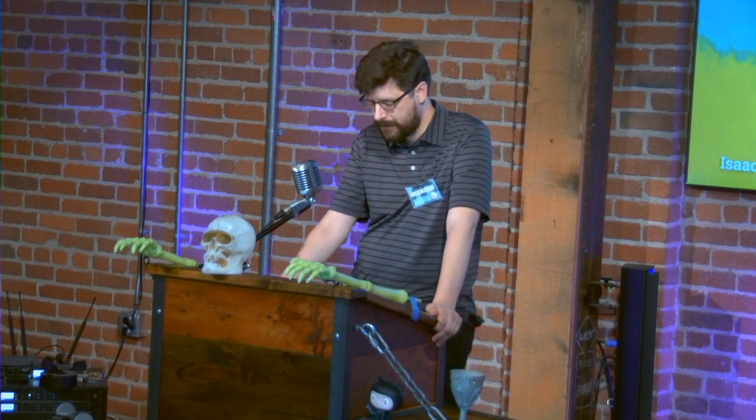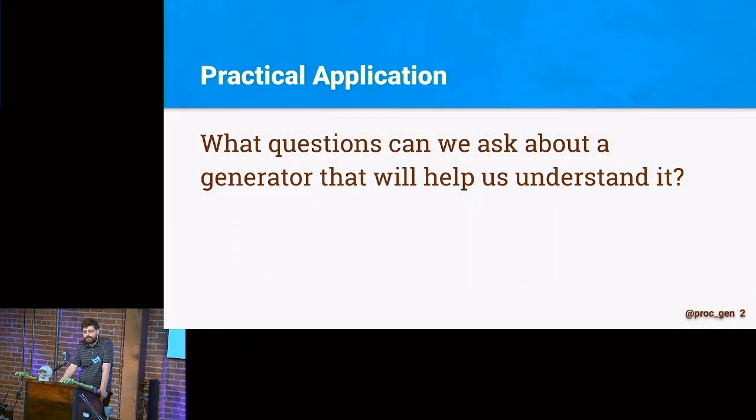As introduced, I'm Isaac Karth. I'm doing research into procedural generation at UC Santa Cruz as part of the Design Reasoning Lab. And this is springing out of some of the work I've done on this. So I wanted to have a very practical application for people to take away from this, and that's what questions can we ask about our generators? If we want to understand them better, what should we be asking ourselves to try and figure that out?